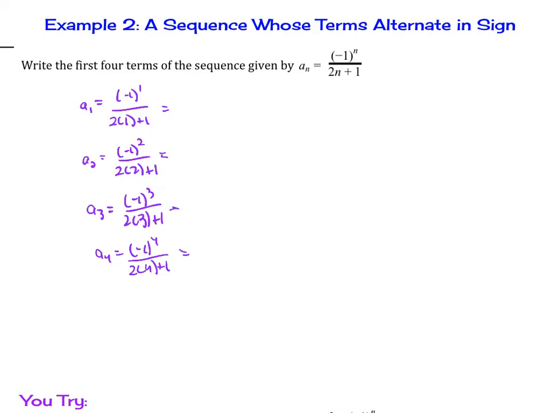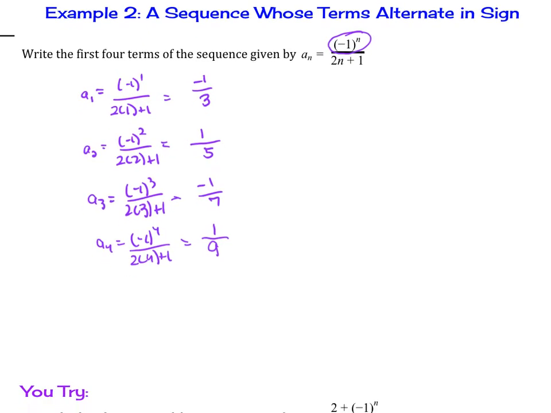Then for the first term, a sub 1, the numerator is negative 1 over 2 plus 1, which is 3. Then we have a positive 1 over 4 plus 1, which is 5. Then we have a negative 1 over 6 plus 1, which is 7. And then we have a positive 1 over 8 plus 1, which is 9. So notice that the signs alternate. That's how you get signs to alternate. If you notice you have a negative, positive, negative, positive, you're going to have something like this in order to help you change the sign.